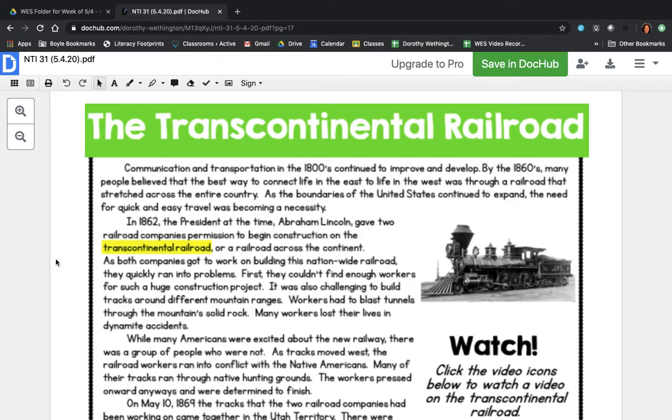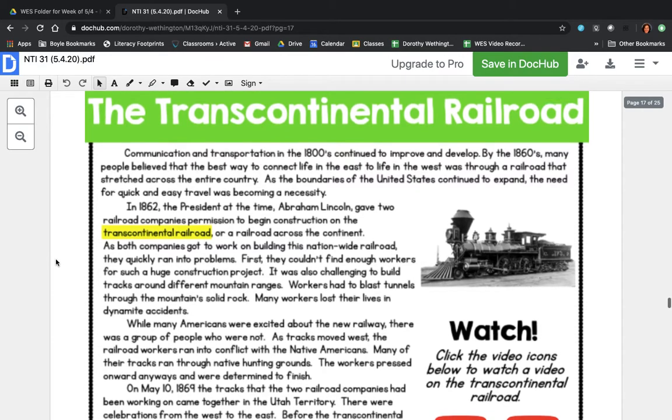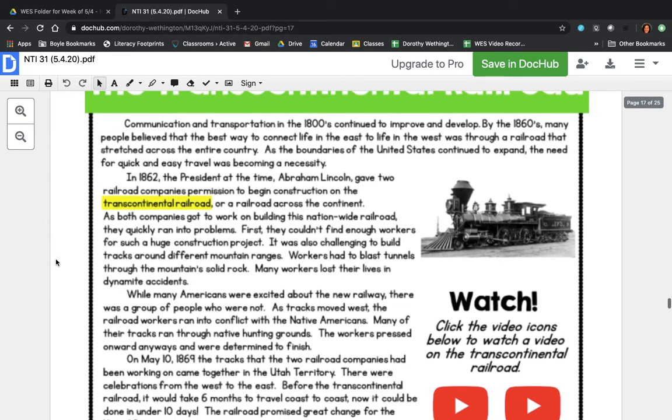As the boundaries of the United States continued to expand, the need for quick and easy travel was becoming a necessity. In 1862, the president at the time, Abraham Lincoln, gave two railroad companies permission to begin construction on the Transcontinental Railroad, or a railroad across the continent.